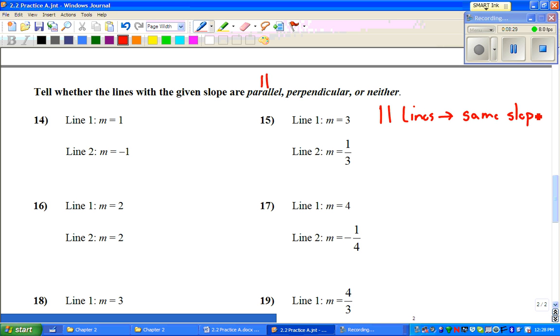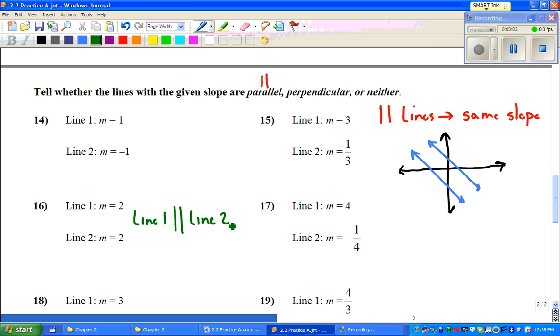Alright? Parallel lines are going to look like this. You got your x-axis and y-axis. If I were to draw in parallel lines, they would look like this. This and this. They are never, ever, ever going to intersect. Alright? They're never going to intersect, and they're always going to have a slope that is exactly the same. So, an example of that one might be this one right here. We would know that line 1 is parallel to line 2. Look at what they have. Exact same slope. Okay?